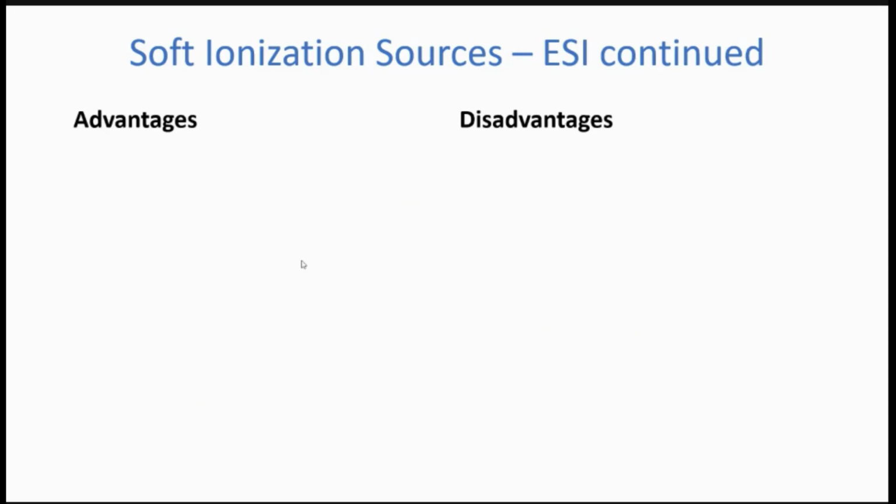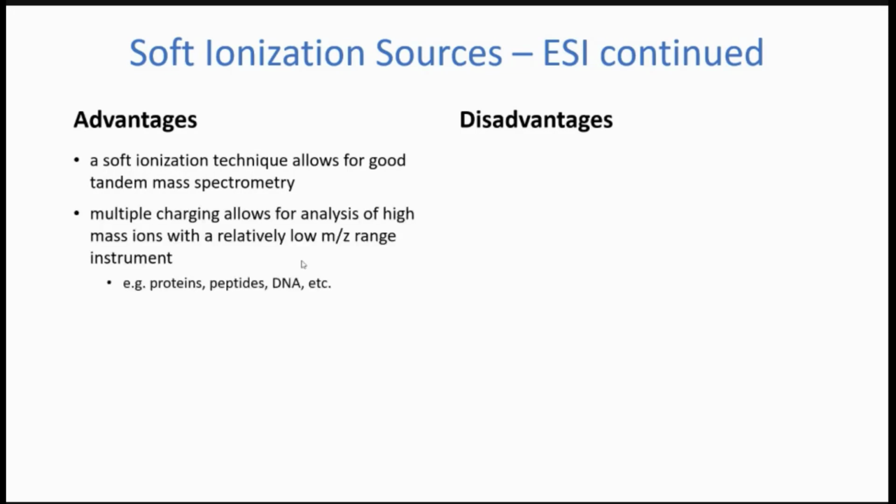There is another soft ionization source I'm going to talk about, but we're talking about ESI right now. What are the advantages and disadvantages of ESI? Well, these soft ionization techniques allow for good tandem mass spectrometry. I'm going to tell you more about tandem mass spectrometry a little later. But if you have your molecule intact, you can measure the intact mass, and then you can also cause that mass to fragment and measure with a second mass spectrometer the fragment ions, and that's called tandem mass spectrometry. You can't do that if your initial precursor molecule is already fragmented.